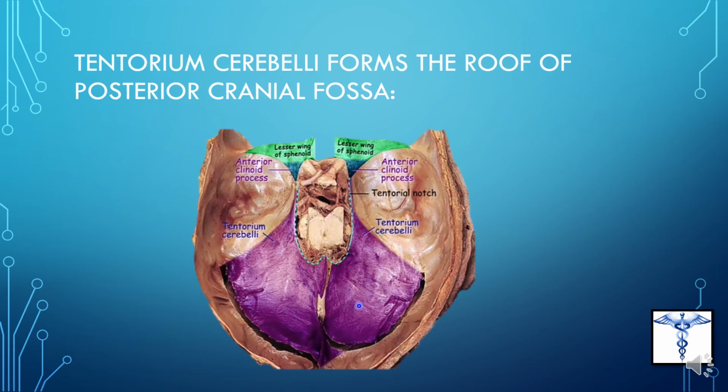The roof of the posterior cranial fossa is formed by the tentorium cerebelli, which is a dural septa or dural fold. Below this tentorium cerebelli is the cerebellum, which is also called the little brain. Above this tentorium cerebelli is the occipital lobe. So the posterior cranial fossa lodges the cerebellum, while the occipital lobe of the cerebral hemisphere lies above.